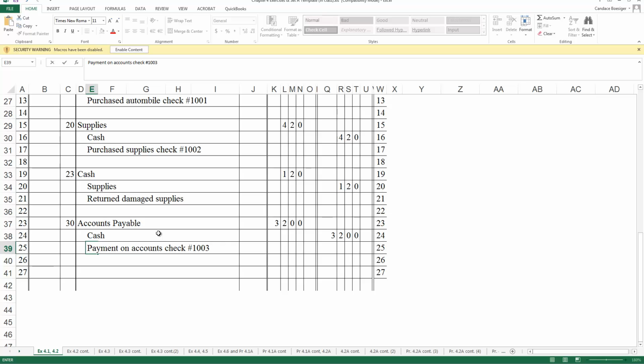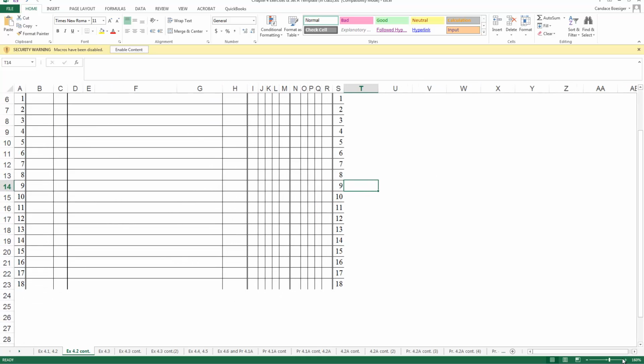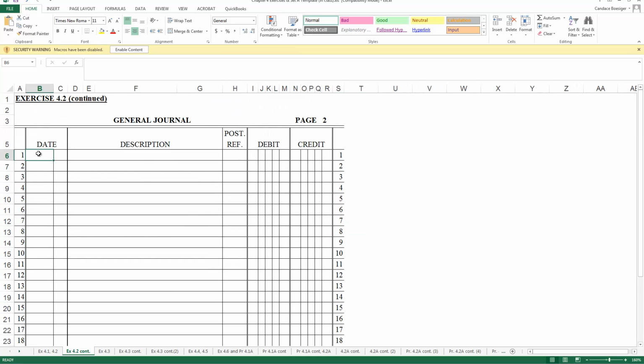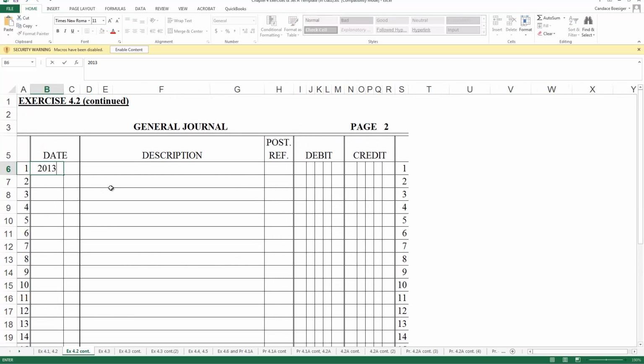One of the very first things that is so important here is to decide which two accounts are affected, and then decide, are those accounts increasing or decreasing? Now I've run out of room here, so I need to go to my next page. It's already labeled page 2, but up here I have to put the date, the year, the month, and we are still on the 30th.